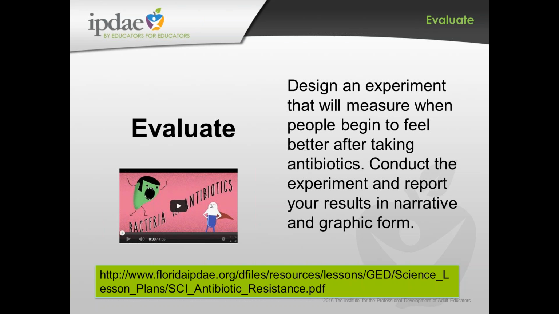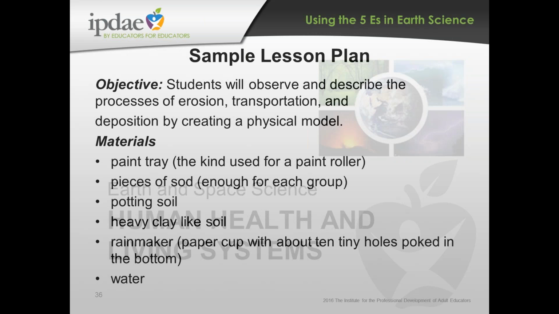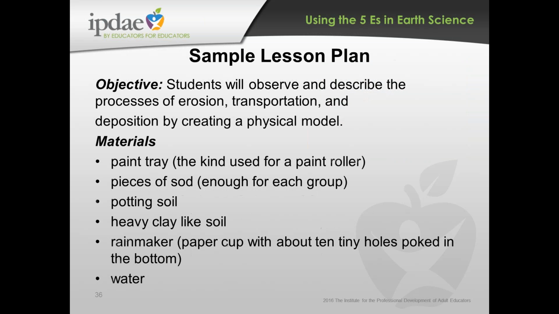But we have another area of human health and living systems, and that happens to be Earth and space science. So what can we do for a sample lesson plan in Earth and space science? Well, maybe we create an experiment for students to use, and maybe we talk about those areas of erosion and transportation and deposition by creating a physical model. Sometimes, as Susan said, we don't have a whole lot of access to materials to do an experiment, but it doesn't have to be difficult.